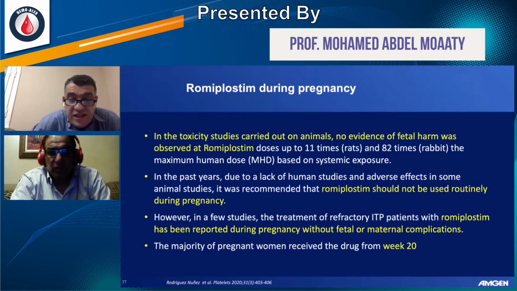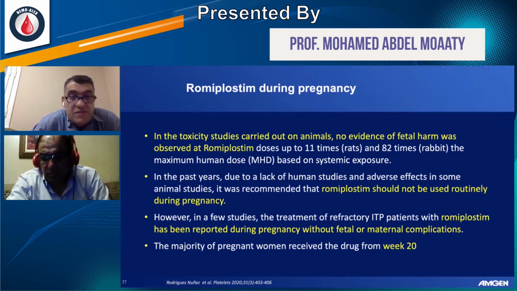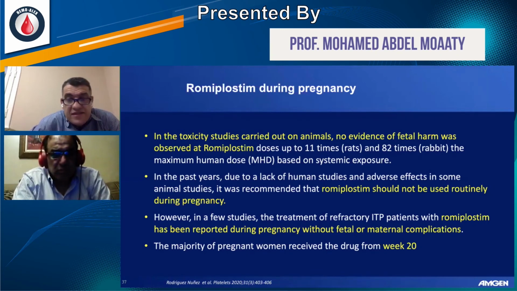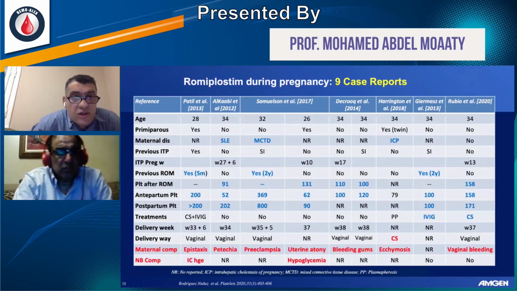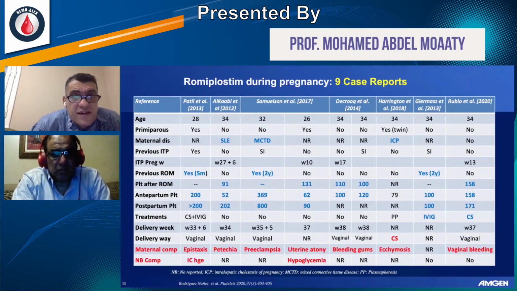However, in a few studies, the treatment of refractory ITP patients with romiplostim has been reported during pregnancy without fetal or maternal complications, and the majority of these studies agree on starting romiplostim from week 20 onwards. And a very nice review was published only 2 weeks ago, reviewing the only 9 cases reporting the use of romiplostim during pregnancy, from 5 authors. Most of the patients were young.